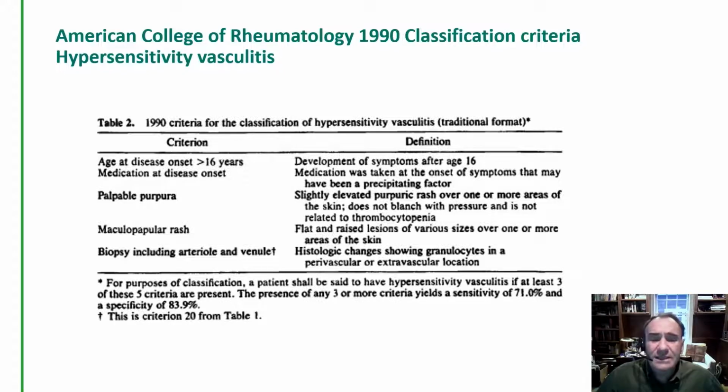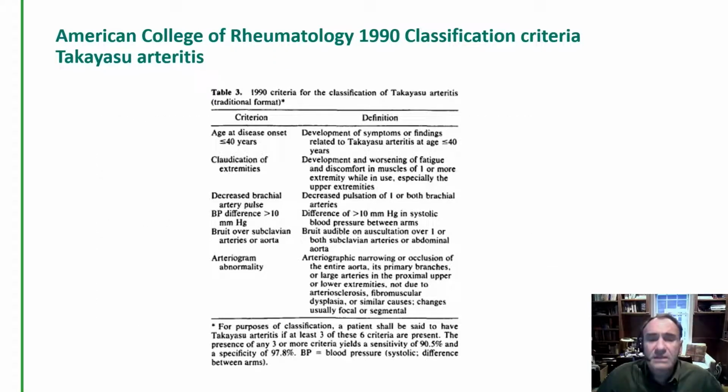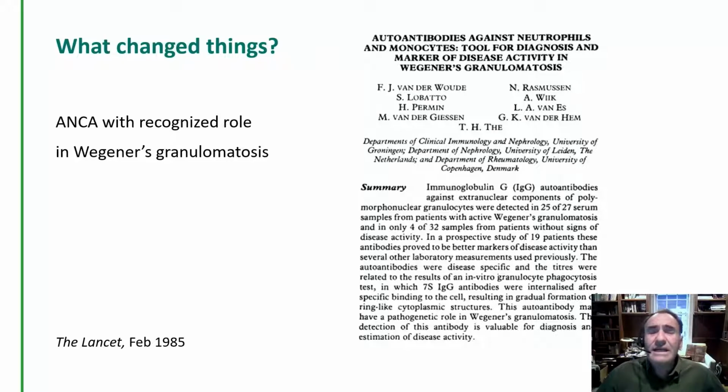Classification criteria for hypersensitivity vasculitis. Age greater than 16, needed to be on a medication that you could potentially say was a precipitating factor, palpable purpura, other maculopapular rash, and a biopsy which included arterioles and venules showing granulocytes. Needed to have at least 3 of these 5 criteria to be present to meet these criteria. Takayasu arteritis, similarly, you had to have 3 out of these 6 criteria: age less than 40, claudication in the extremities, decreased brachial pulse, blood pressure differences between the arms, bruit over the subclavian artery, and arteriogram abnormality. So that was in 1990.